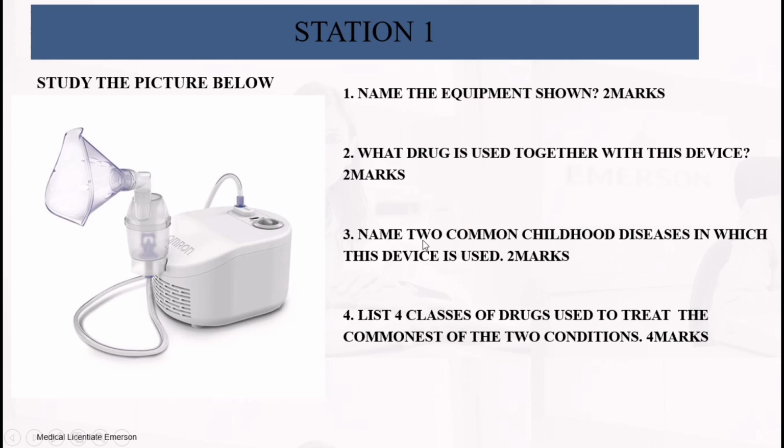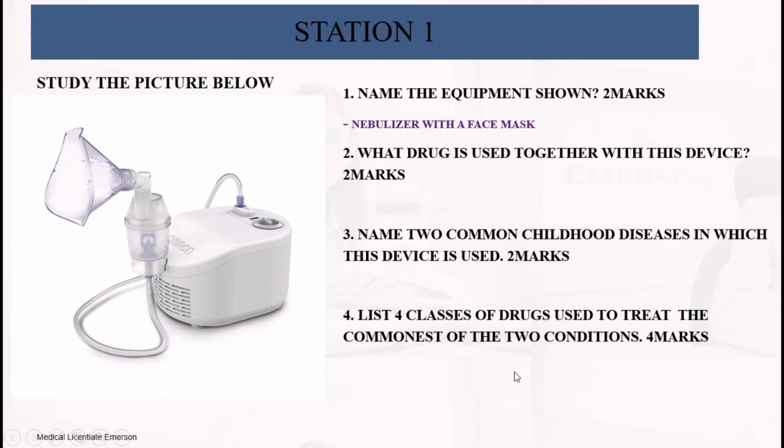Then name 2 common childhood diseases in which this device is used to max. Then list 4 classes of drugs used to treat the commonest of the 2 conditions. Okay, so name the equipment shown. As you can see, there's a face mask here, then of course this is a nebulizer. So, nebulizer with a face mask.